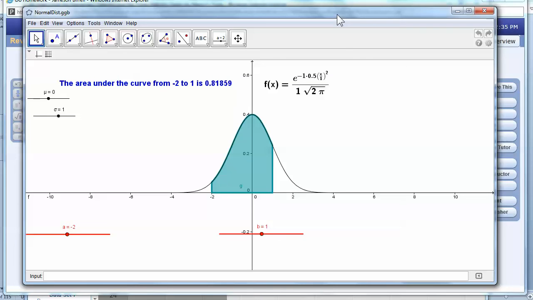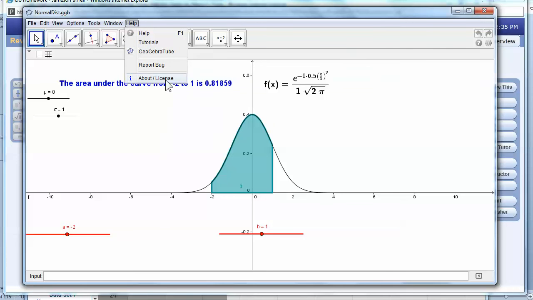I want to show you both distributions, and I'm going to take a little bit more control, active control of it. Here's a file that I made called normal distribution. The extension GGB stands for GeoGebra, and it's a free program. In fact, I'll just click on this really fast.